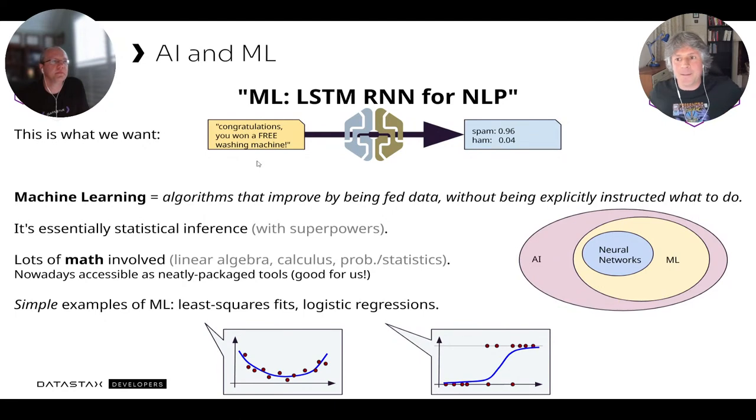Okay, so let's go back to the point. What we want is, in very abstract terms, a machine that accepts sentences as input and returns probabilities of that being spam or ham. Ham as in not spam.